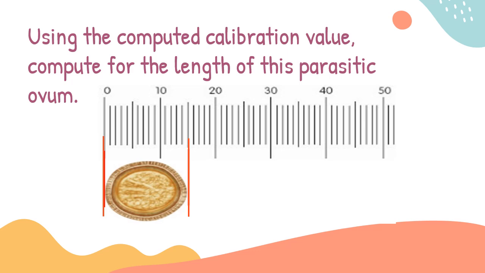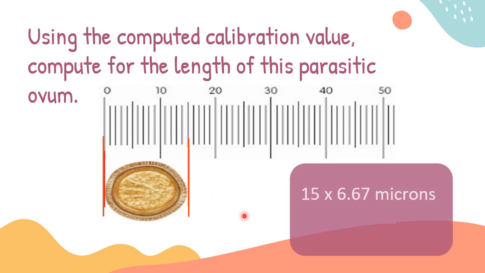Using the computed calibration value, compute for the length of this parasitic ovum. How many ocular units is this parasitic ovum? It is 15 ocular units. So remember, what was the calibration value for each small line of the ocular micrometer? It was 6.67 times 15 ocular units that we have counted. That will be equal to 100 microns, which means that this parasite ovum is actually 100 microns.